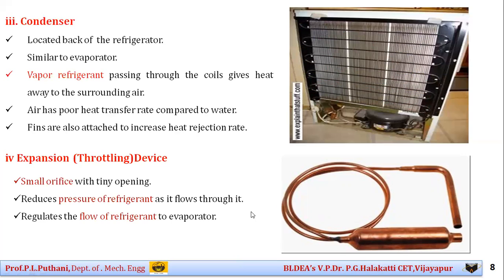These are the four important parts of a refrigerator. Almost all types of refrigerators have the same four parts, except there may be a change in the second part, that is the compressor. If you are using vapor compression refrigeration, students, we have a compressor as a pumping part. Whereas if you go for vapor absorption refrigeration, we don't have the compressor. It is replaced by another kit. Regarding that, I will be discussing when I discuss in detail vapor absorption refrigeration.